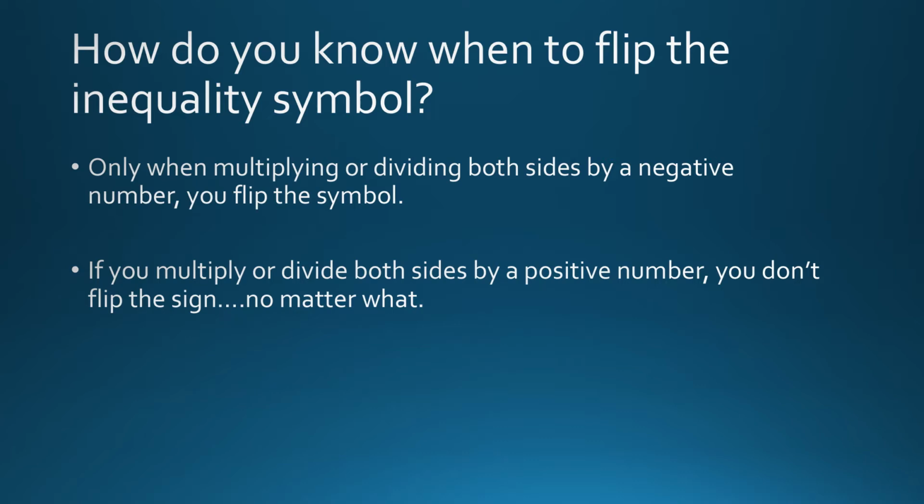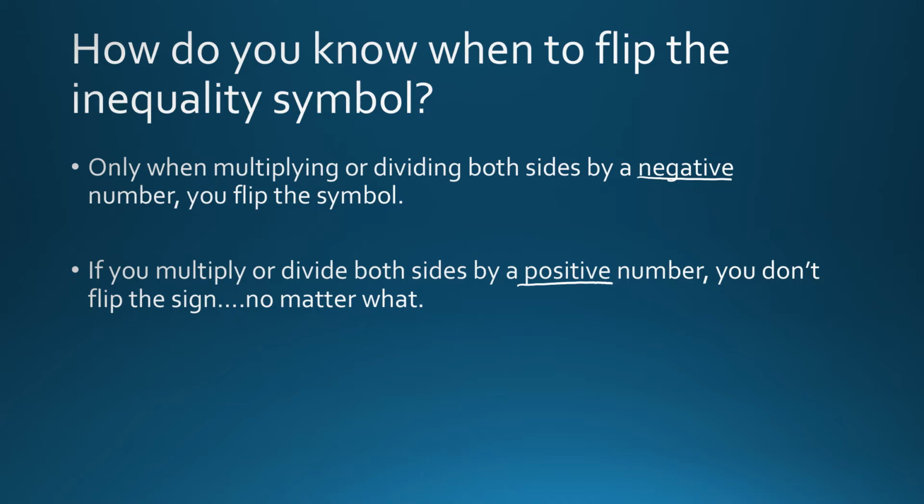If you multiply or divide both sides by a negative number, that's when you flip the inequality symbol. You are physically doing that operation to both sides, and that number has to be negative. If you multiply both sides by a positive number, you don't flip the inequality symbol, no matter what.